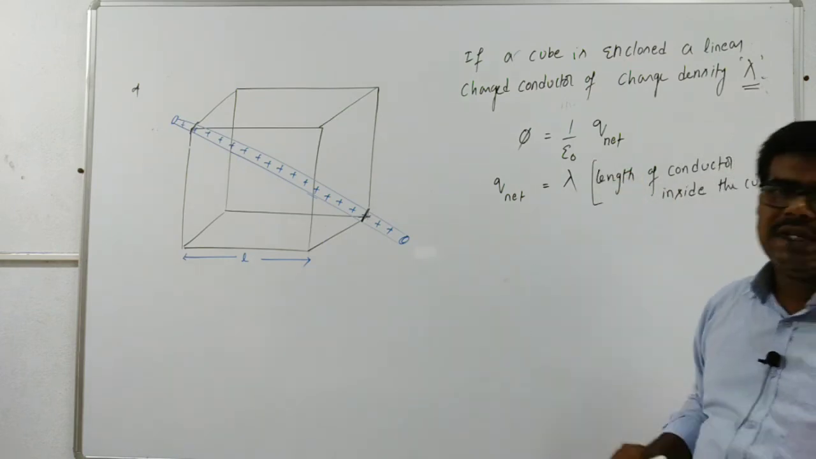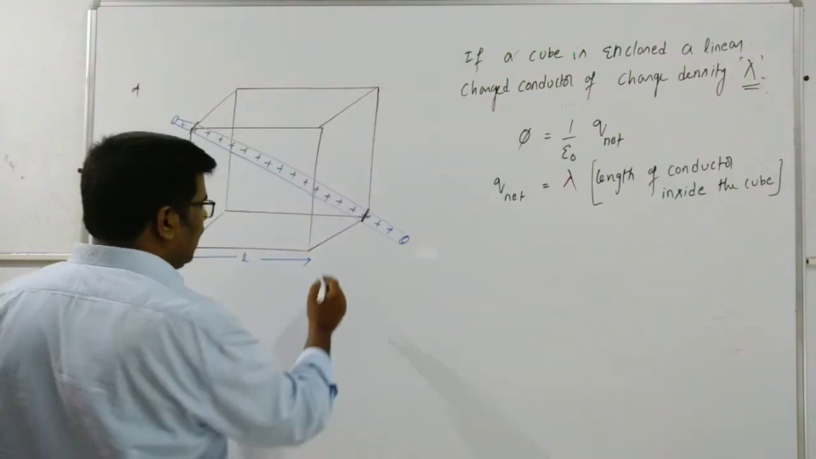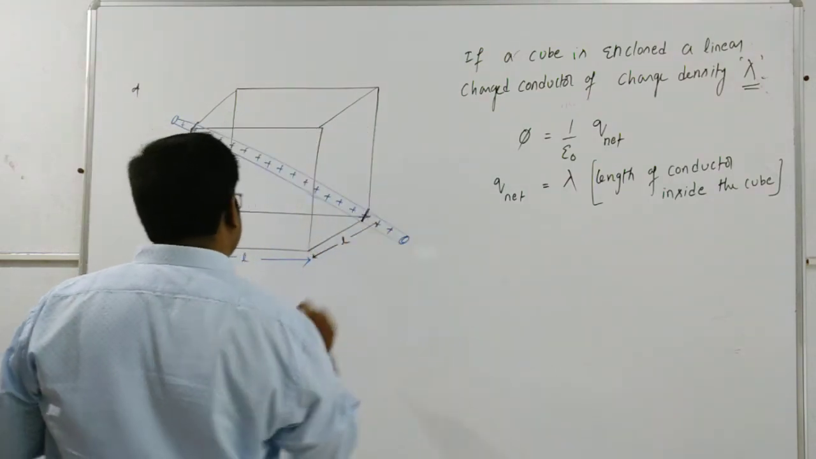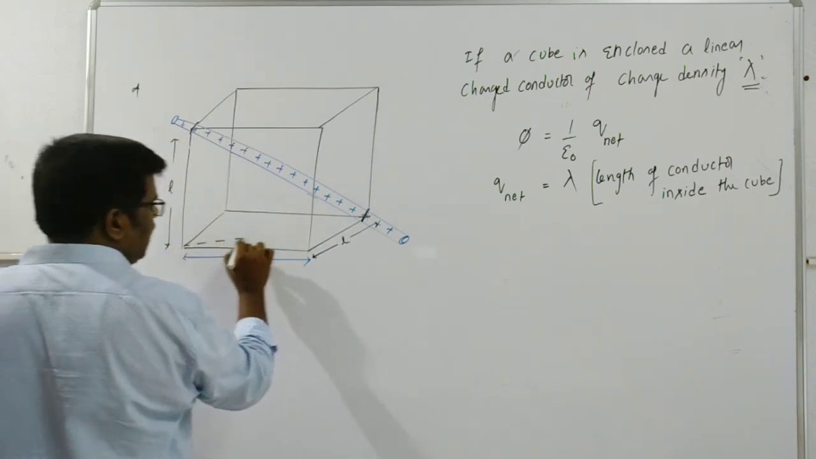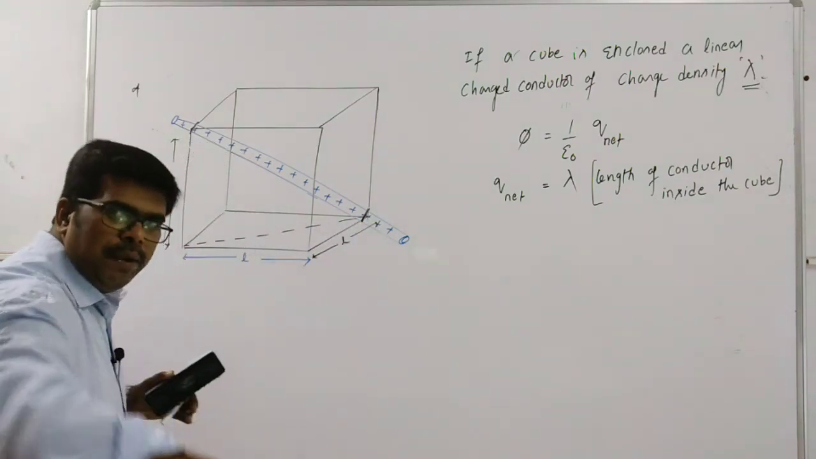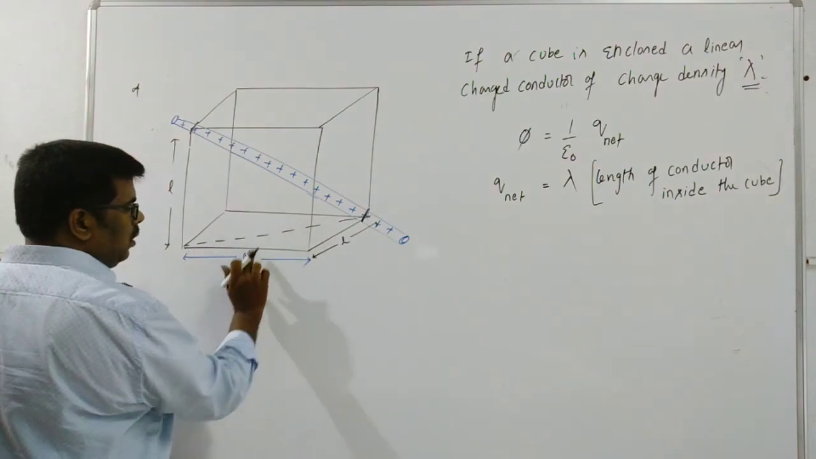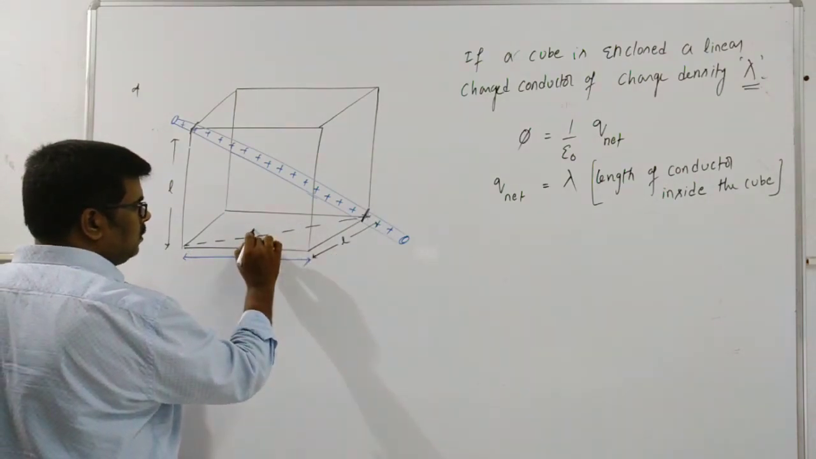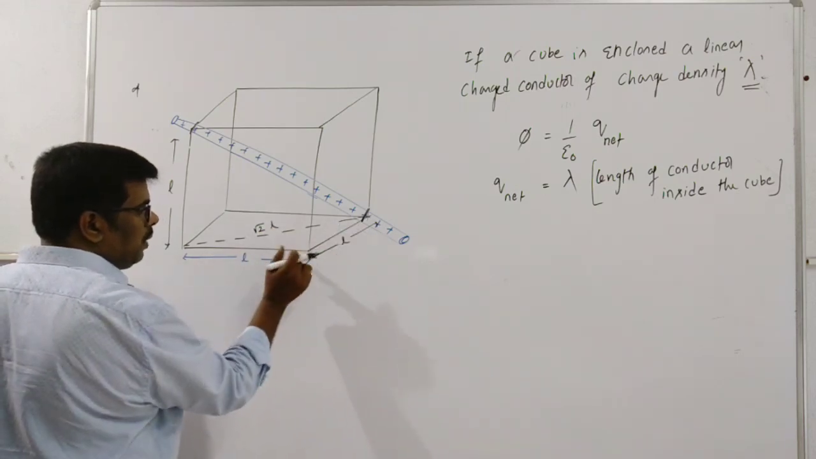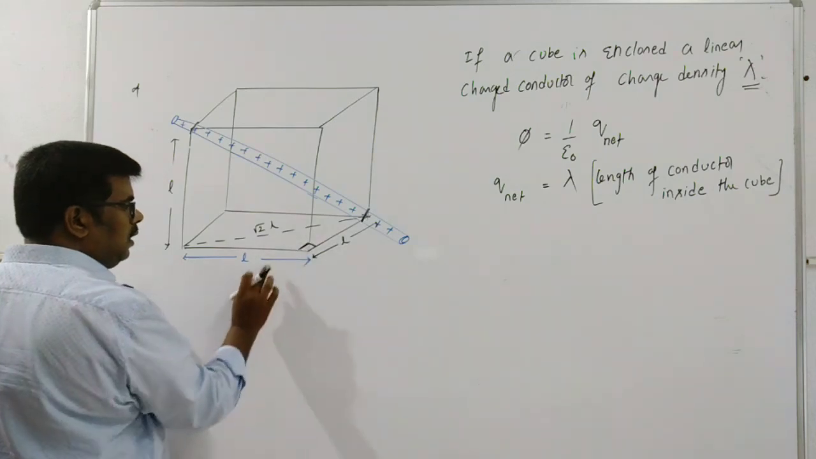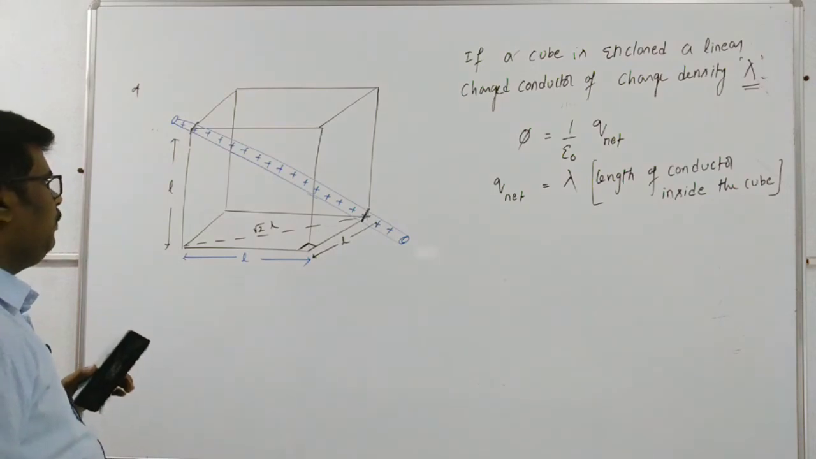Inside the cube, how much length is there? How can we calculate it? We know the side length of the cube. Cube means all the side lengths are the same, so this is L. This is the diagonal, the base diagonal. Base diagonal means these two are perpendicular, so this base diagonal is root of L square plus L square, which means root 2 L, because these two are perpendicular.